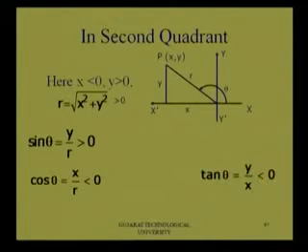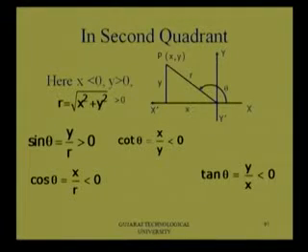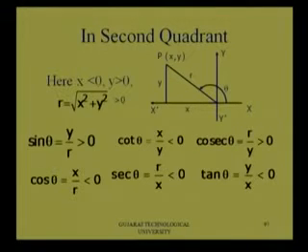Tan theta is sin theta by cos theta, that is y by x. It is also less than 0 because x is less than 0. Cot theta is 1 by tan theta, so it is also less than 0. Sec theta is 1 by cos theta, it is also less than 0. And cosec theta is 1 by sin theta, it is greater than 0. So if you observe, in the second quadrant, sin and cosec both are positive and the remaining trigonometric functions are negative.